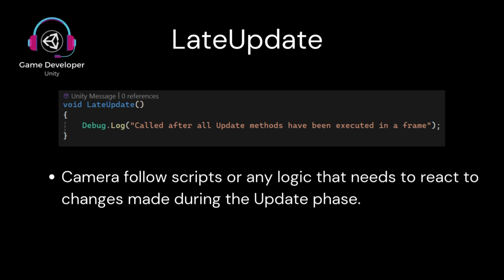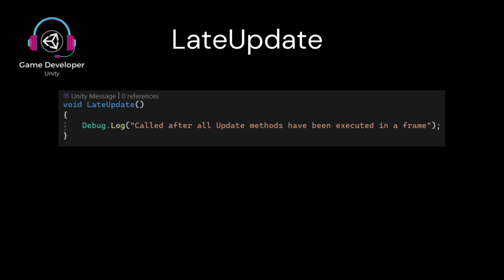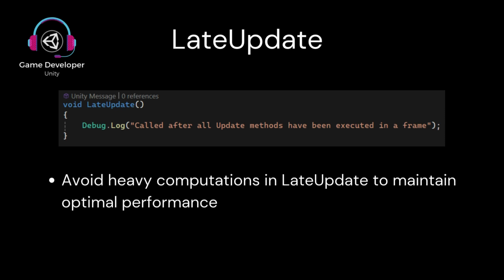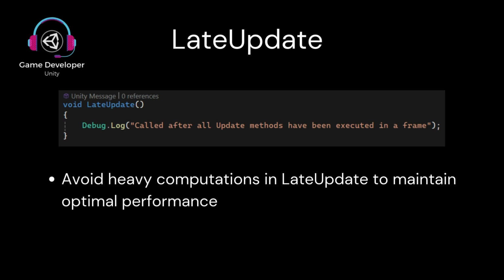This means that any calculations or adjustments made in Update are finalized before LateUpdate runs. It's often used for camera follow scripts or any logic that needs to react to changes made during the Update phase. For example, if a player moves in Update, the camera can adjust its position in LateUpdate. Like Update, LateUpdate is also frame rate dependent, but since it runs after all updates, it can be used to make adjustments based on the results of other Update calls. Just like with Update, avoid heavy computations in LateUpdate to maintain optimal performance.